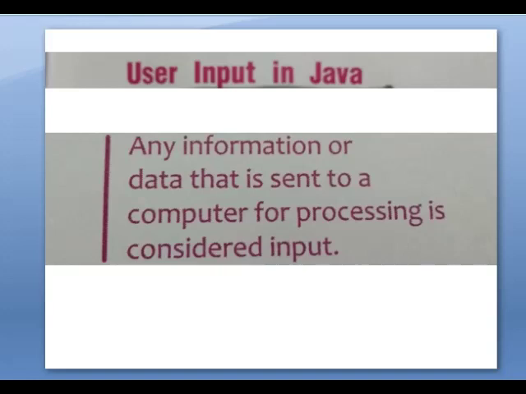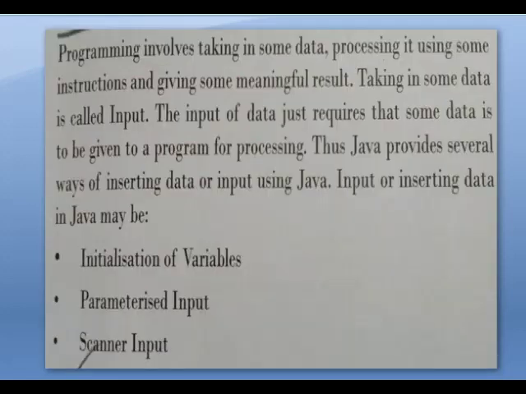User input means any data we are giving to the computer for processing. If we want to see some result for any expression or any calculation, we have to give some input to the computer. That is called user input. Any information or data that is sent to a computer for processing is considered input. So if we give some input to a computer, it will process according to the instructions given and it produces the output.